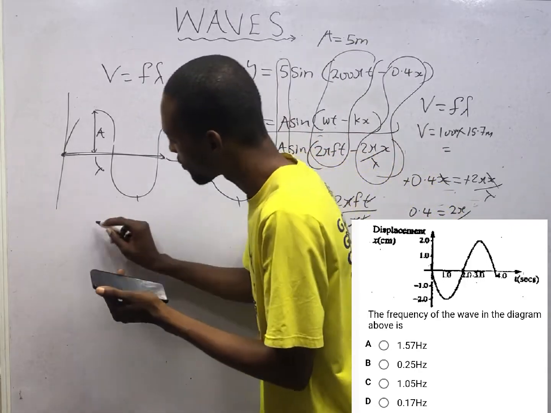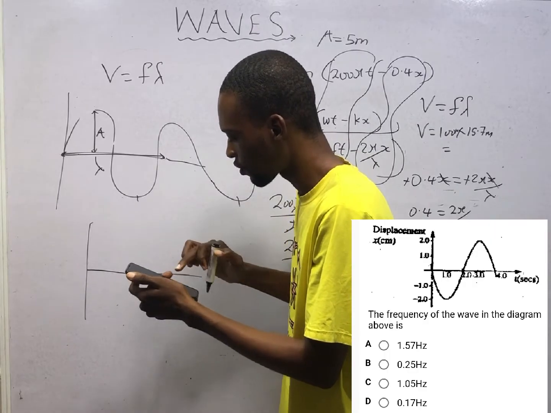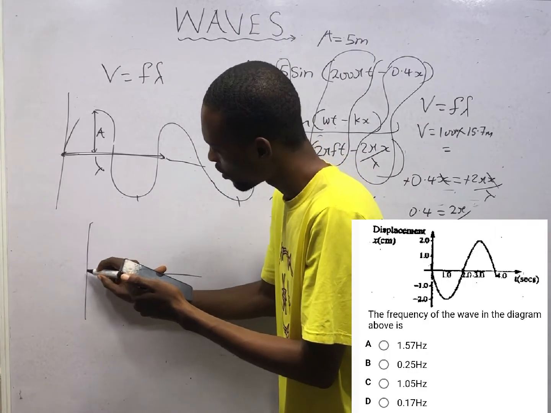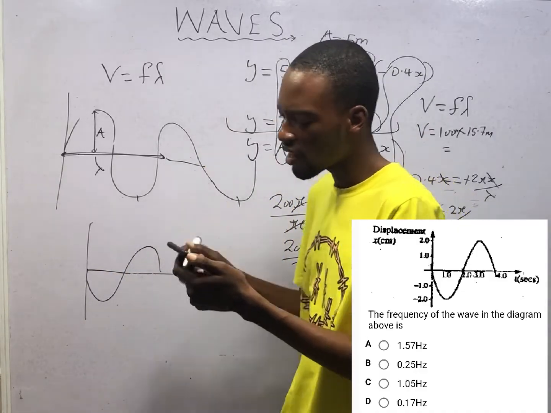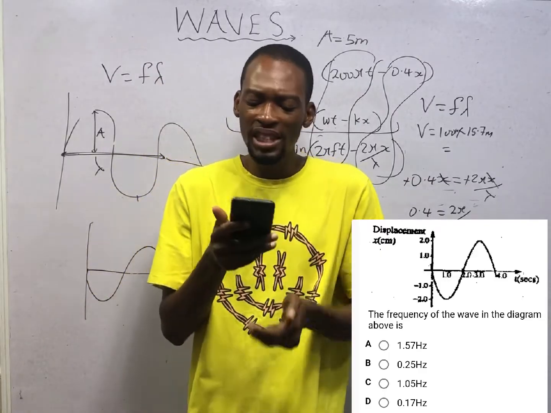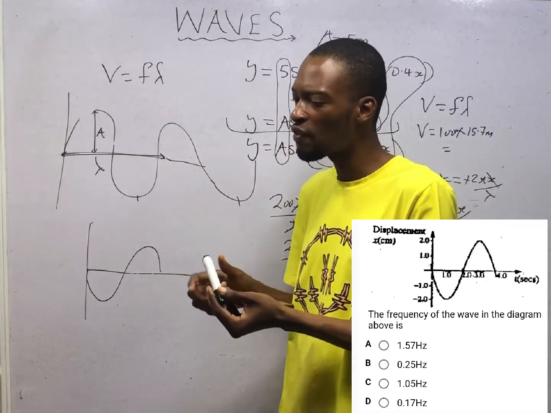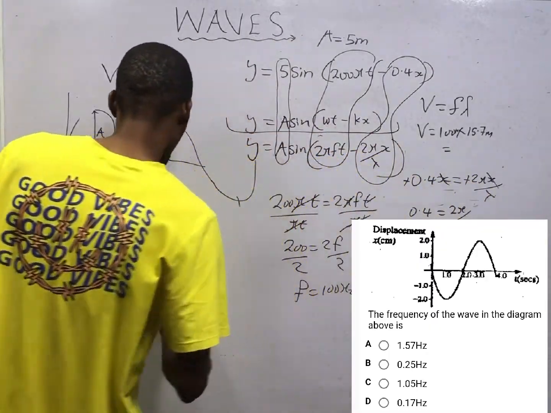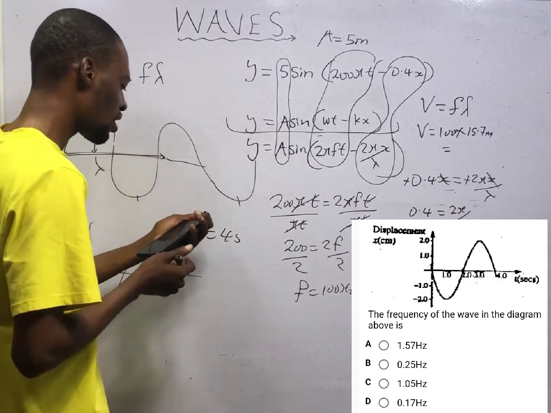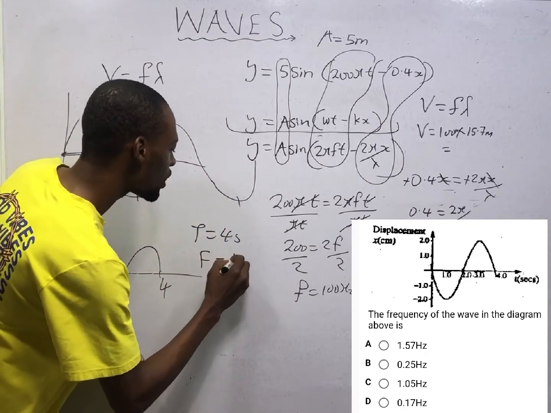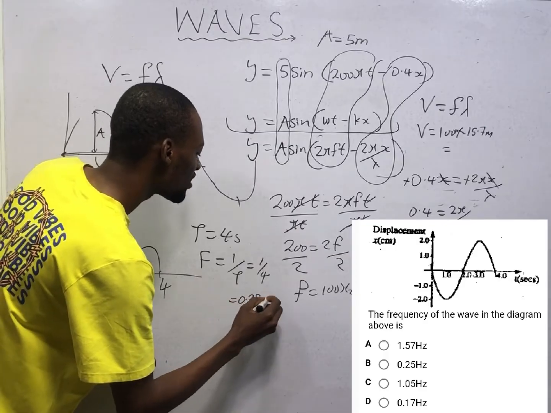And looking at this wave, it is something like this. So this is a complete oscillation. And the time it took to complete the oscillation is 4 seconds. The time to complete one oscillation is 4 seconds. And what is that referred to? The time to complete one oscillation is period. Period is equal to 4 seconds. And what is frequency? Frequency is 1 over period. That is simply 1 over 4 equals 0.25.